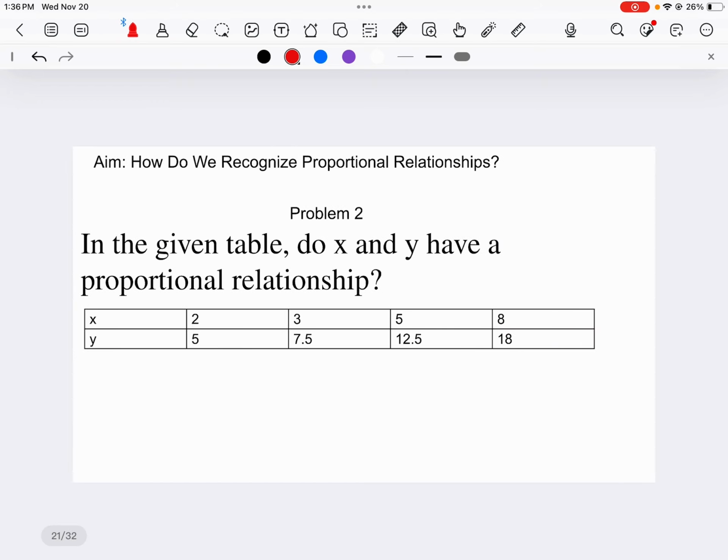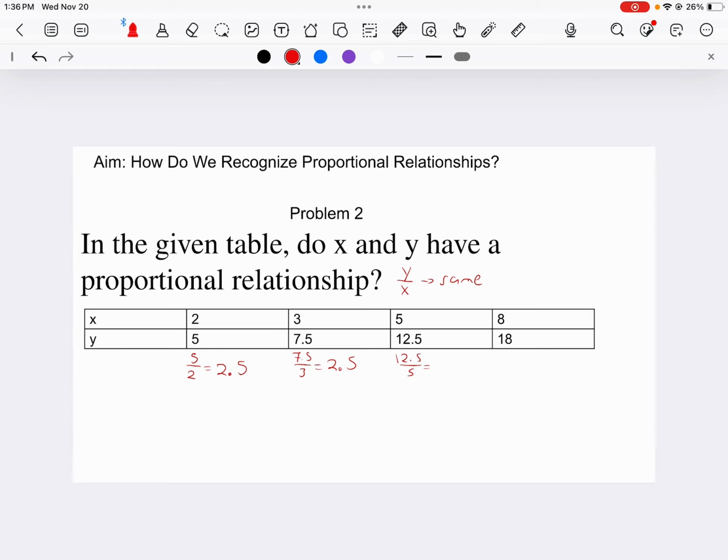Second problem, they're giving us a table and we want to know if x and y have a proportional relationship. To have a proportional relationship, y divided by x has to be the same for every situation in the table. So I'm going to do 5 divided by 2 to get 2.5. Now I'm going to go to the next one. 7.5 divided by 3 is also 2.5. But remember, it has to be the same for all of them. So even though I did 2 that are the same, I have to check all ratios.